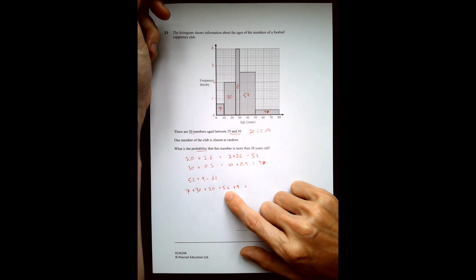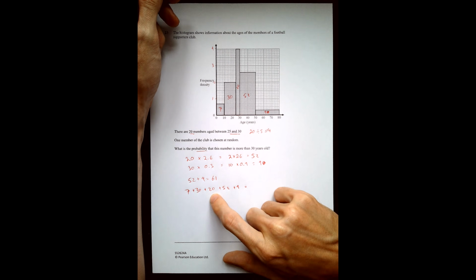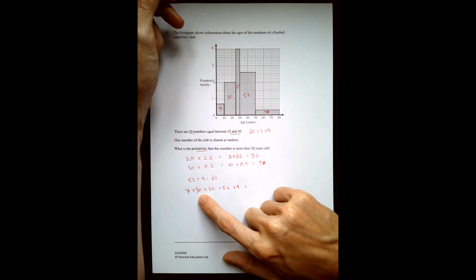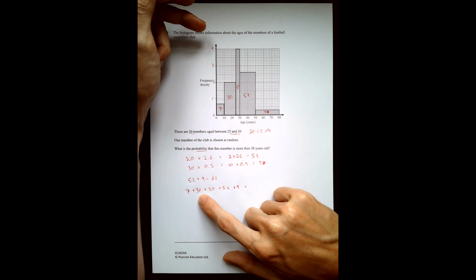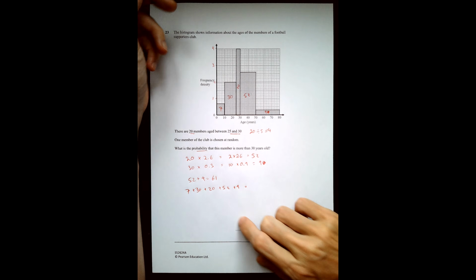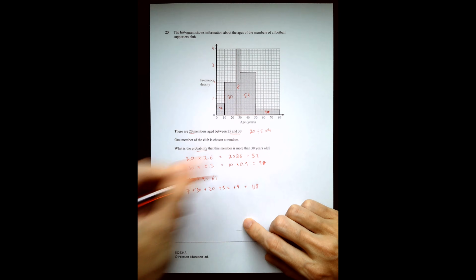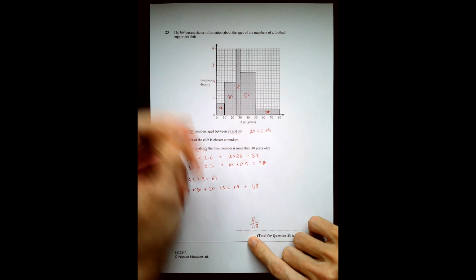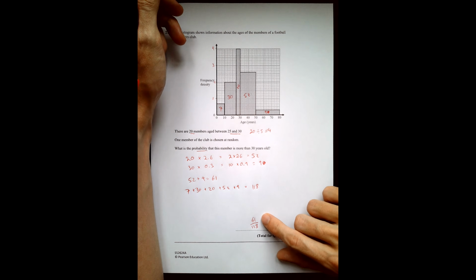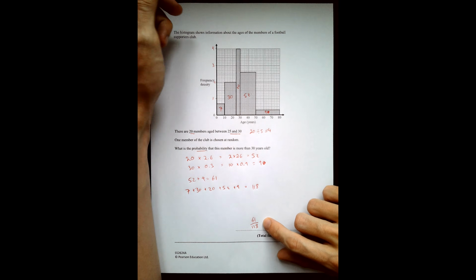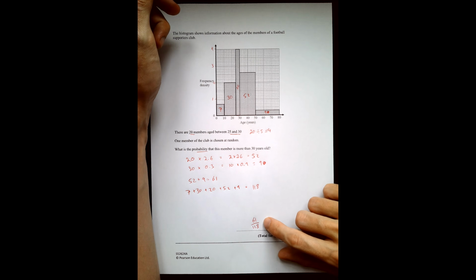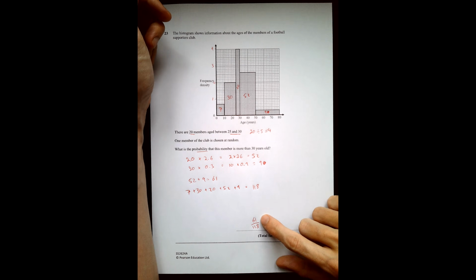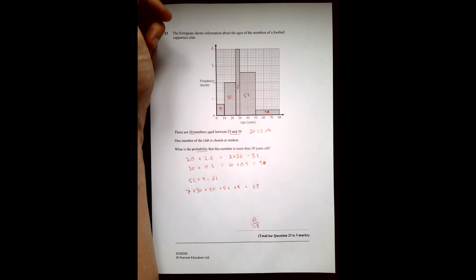9 add 52 is 61, add 20 is 81, add 30 is 111, add 7 is 118. Okay, so it's going to be 61 out of 118. Now, what you then need to do is just make sure that can't be simplified. So I believe 61 is a prime number, so 61 can't go into 118. As long as it is a prime number, then we won't be able to simplify it because it'll be co-prime.